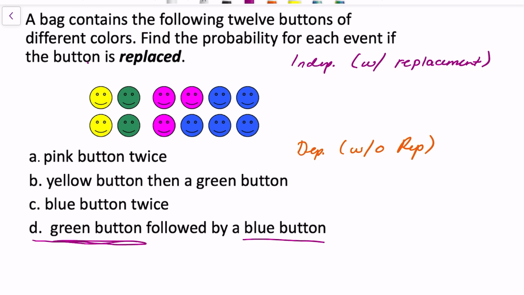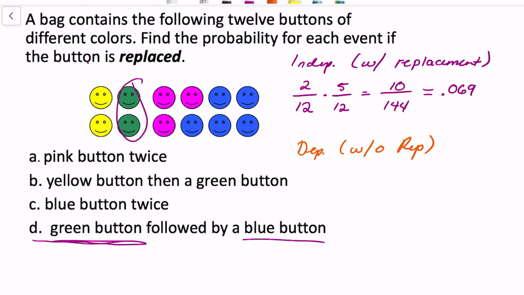We are going to do part D, a green button followed by a blue button. So independent events, which means sampling with replacement. I have 2 green buttons, so that's 2 out of 12. Now the probability for blue is going to be out of 12, 5 out of 12. We multiply across, that's going to be 10 out of 144, and in decimals, this is going to be 0.069.